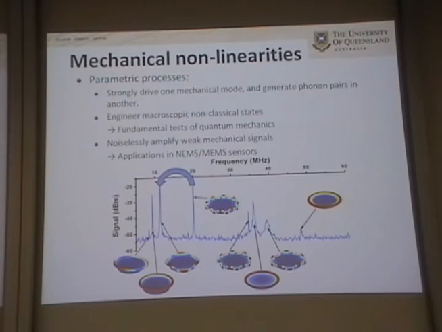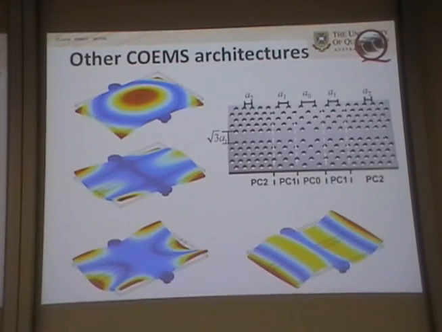That sort of process allows you to do things like noise amplification. You can take a signal and amplify it up. So if you've got a weak mechanical signal, you can amplify that above your detection noise floor, and it allows you to engineer the classical mechanical states.